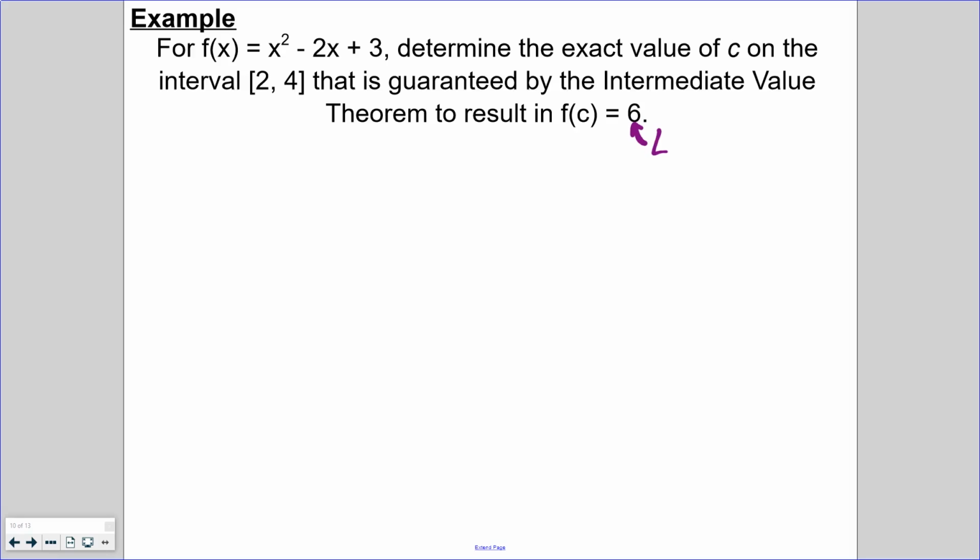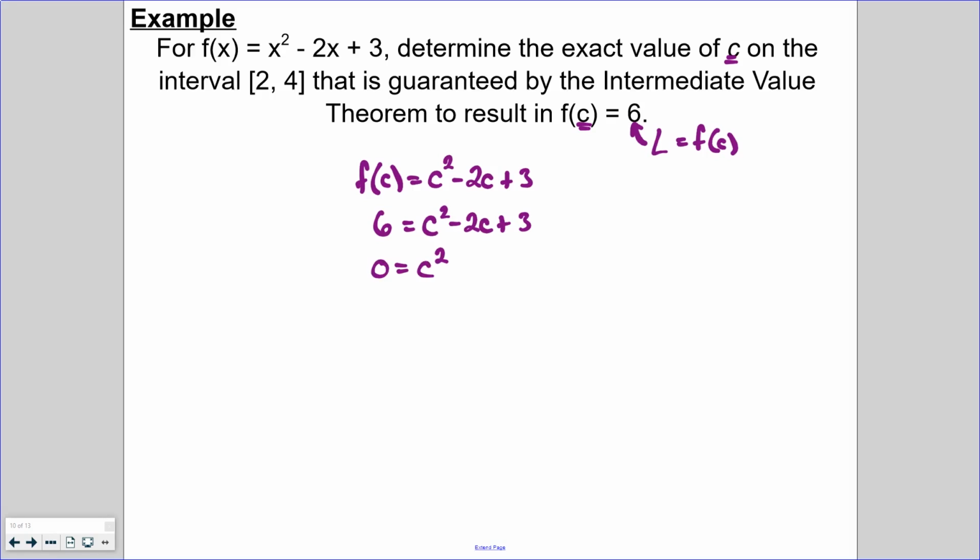I'm going to take my function and replace all the x's with c's, because c is the variable we're looking for. So f of c is going to equal c squared minus 2c plus 3. And then the problem tells us that f of c, or our L value, is going to be 6. So 6 is equal to c squared minus 2c plus 3. Well, now this is just a simple quadratic equation, so we can subtract 6 from both sides to get 0 equals c squared minus 2c minus 3.